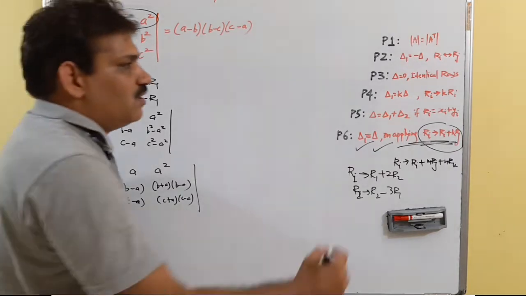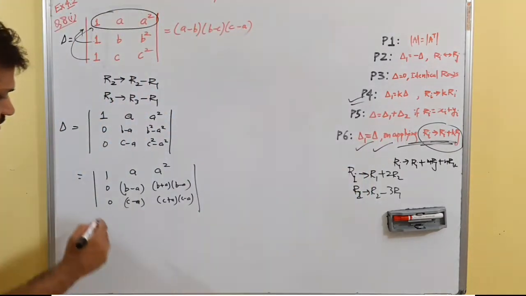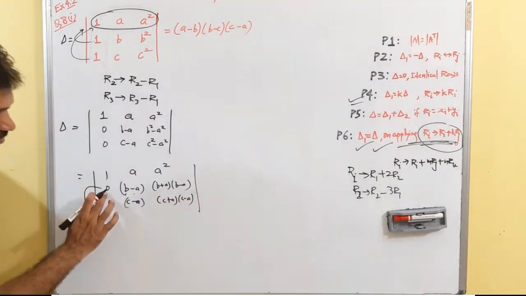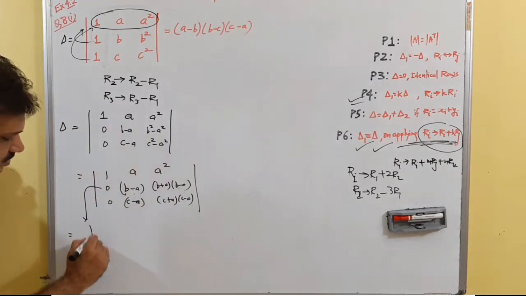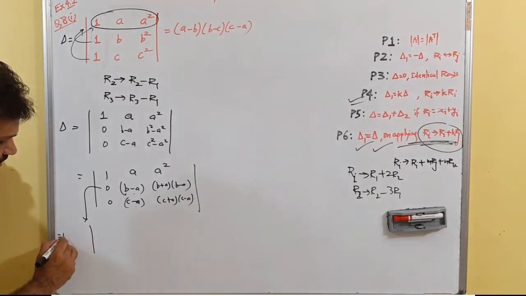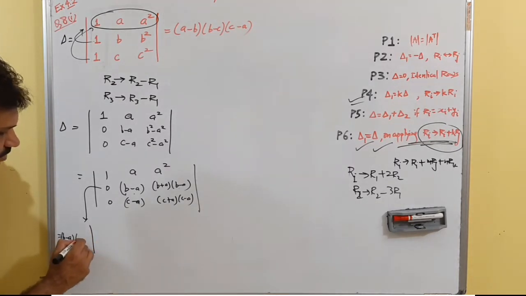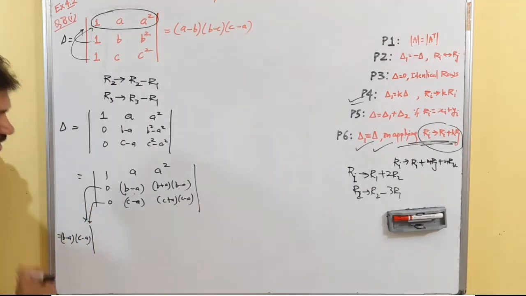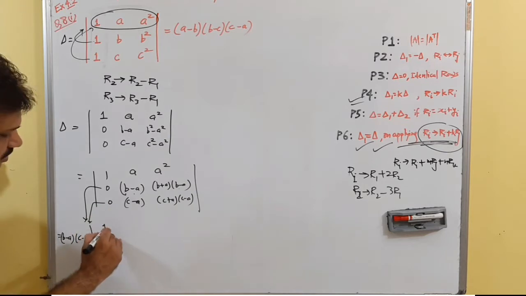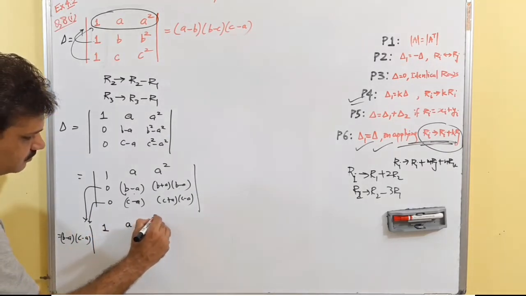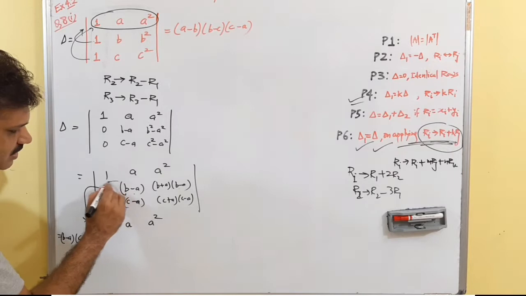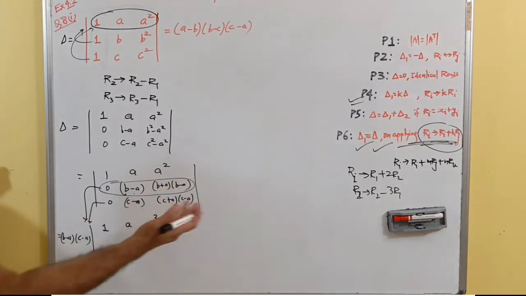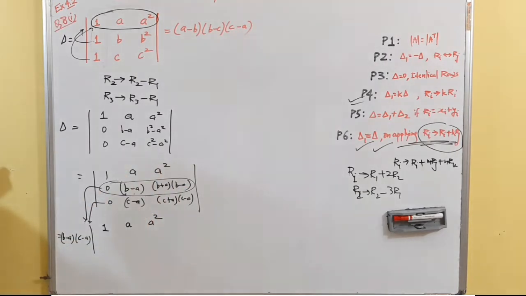Now using this property, we can take common c from R2: take common b minus a. 0 divided by b minus a gives us 0, so this gives us b minus a. And from R3 we can take common c minus a. Let's see what happens. There is no change in R1. Now taking b minus a common from this, so taking common means dividing each and every element of this particular row by b minus a.